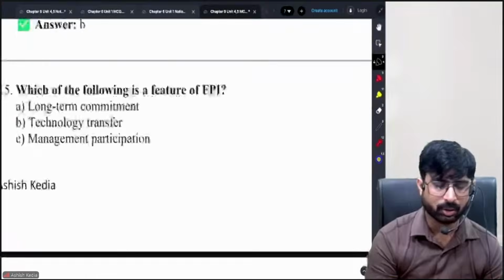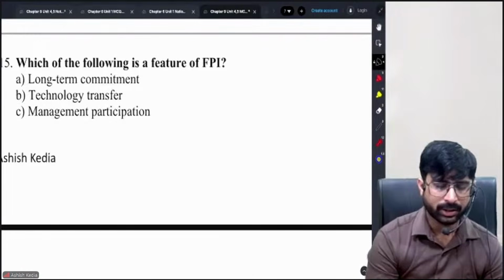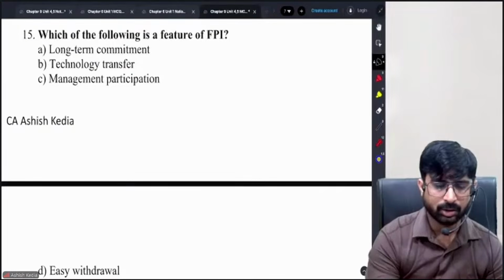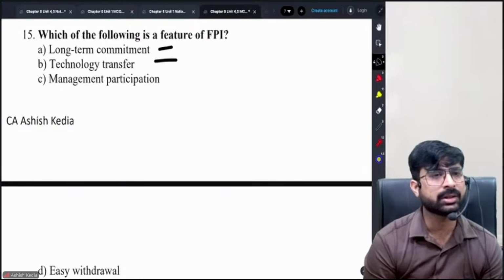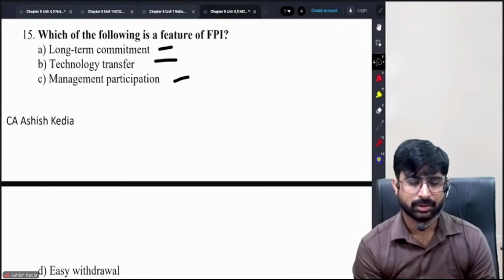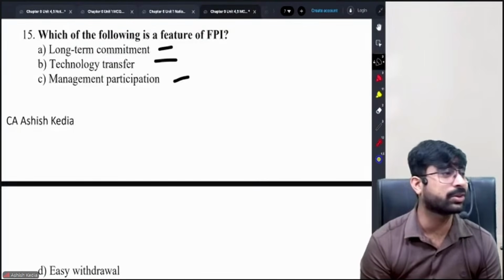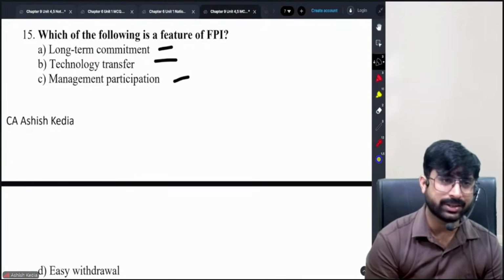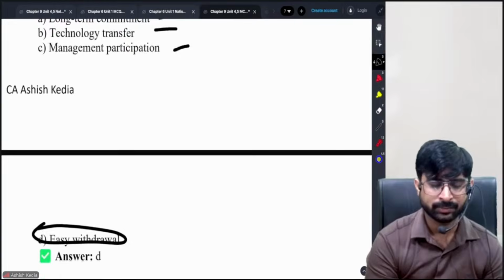Which of the following is a feature of FPI? Long term commitment, technology transfer, management participation, easy withdrawal. Yes, you can sell your shares anytime you want. Easy withdrawal is a unique feature.